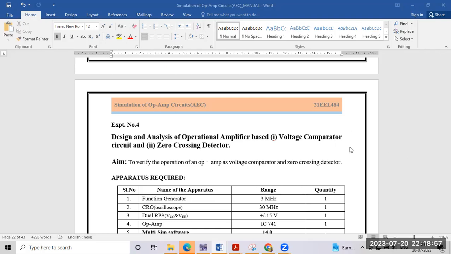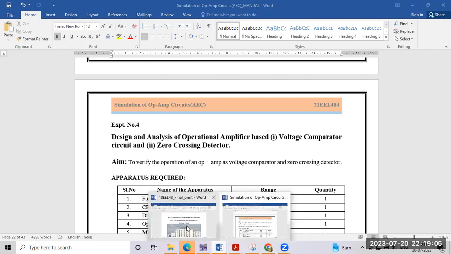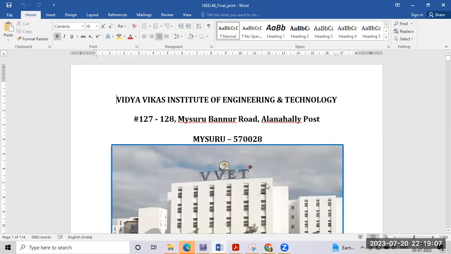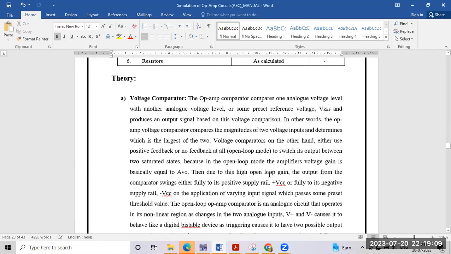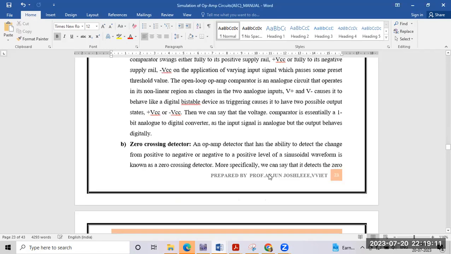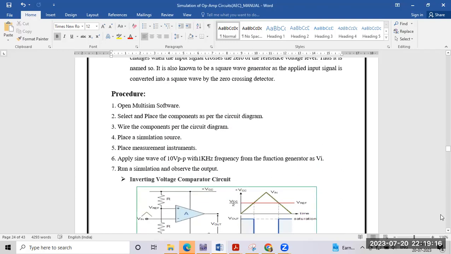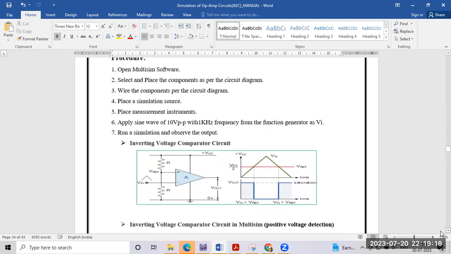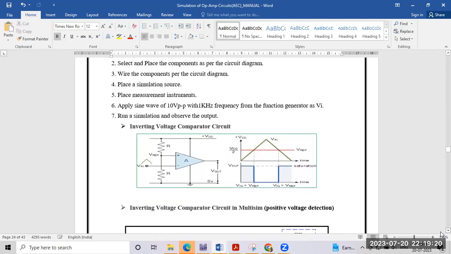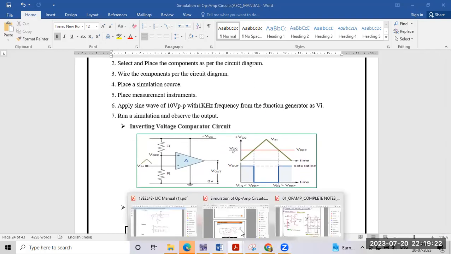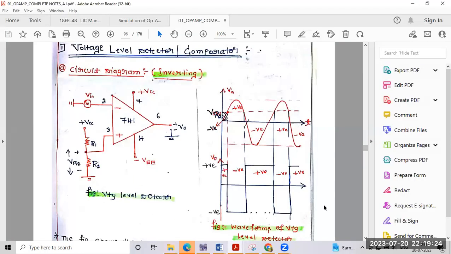These are all the components required, and the aim of the experiment. Then the theory part, procedure, and theoretical circuit diagram. Okay, let's get into my notes.